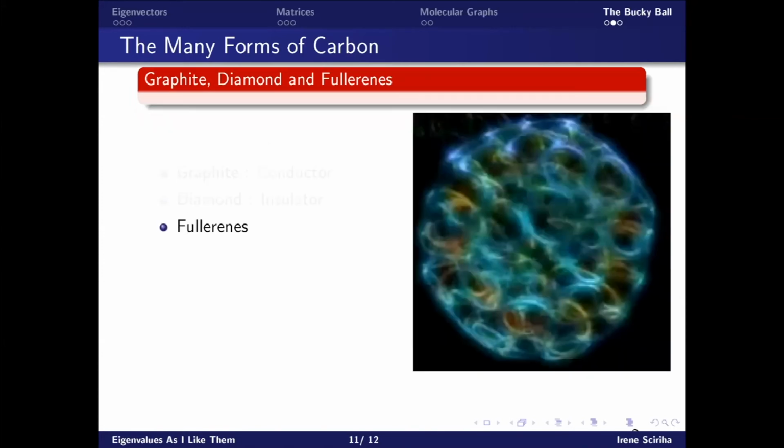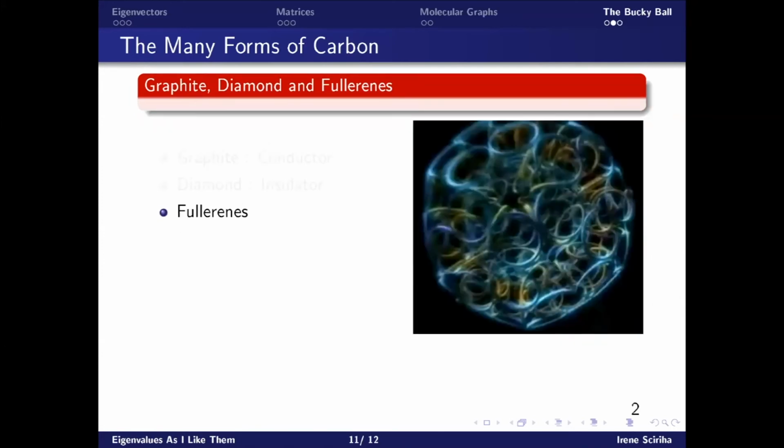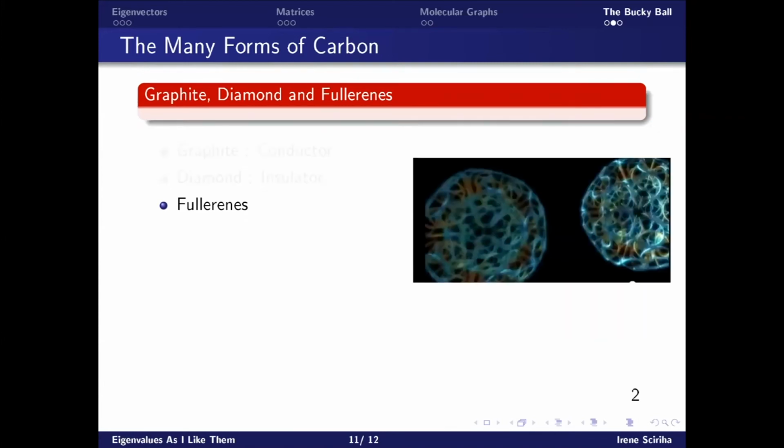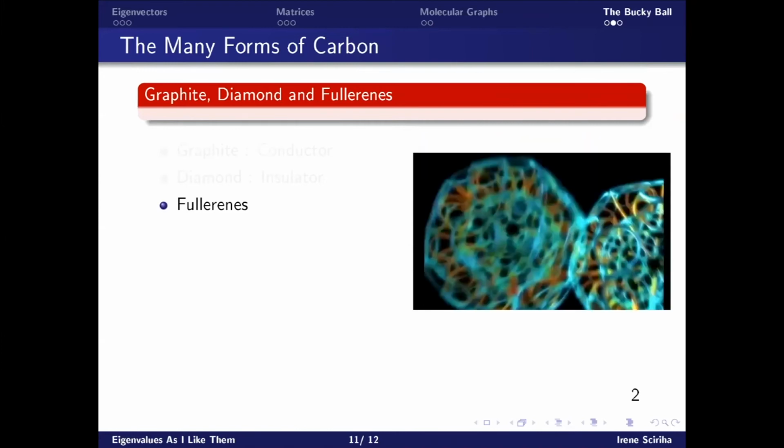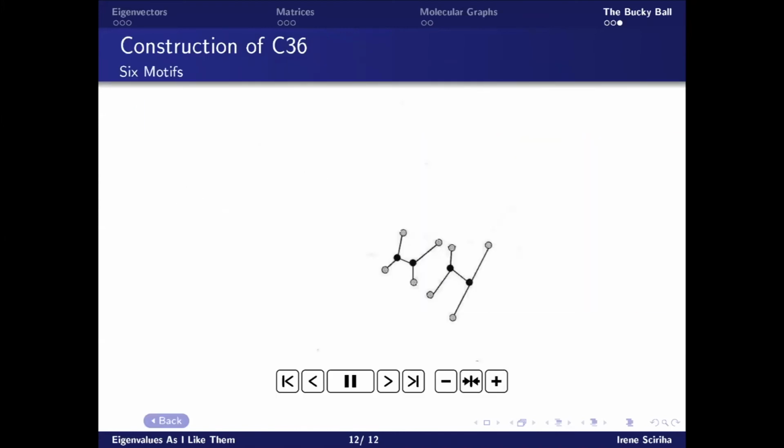And when the fullerenes were discovered, I saw some fullerene as a blue-gray liquid, and this is how they look under the microscope. Really beautiful.